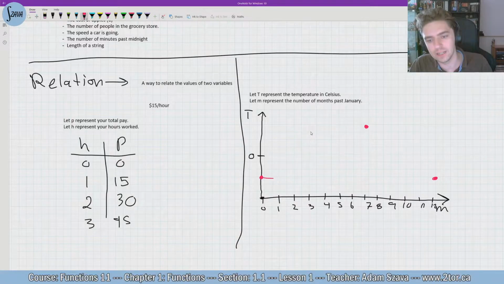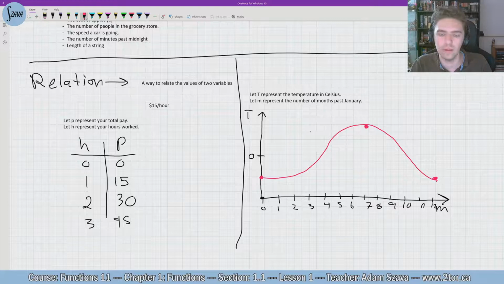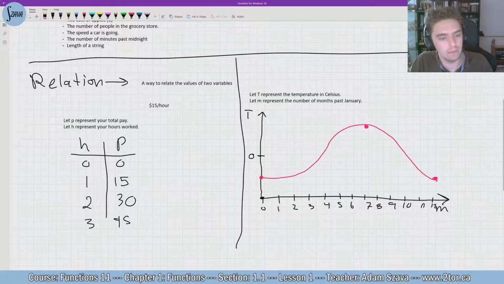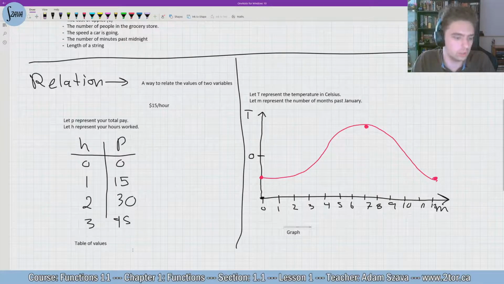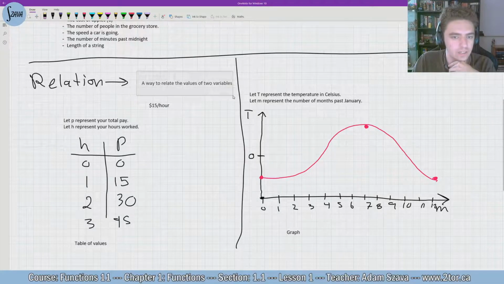So you can imagine that the relationship between these variables, if you were to connect the dots, might look something like that, right? So again, we've related T and M. We've made a relation between T and M. We did it first using a table of values, and then we did it another time using a graph. So that's two examples of how you can relate variables here. And as you can see, a relation is just a way to relate two values. That's why we call it a relation.